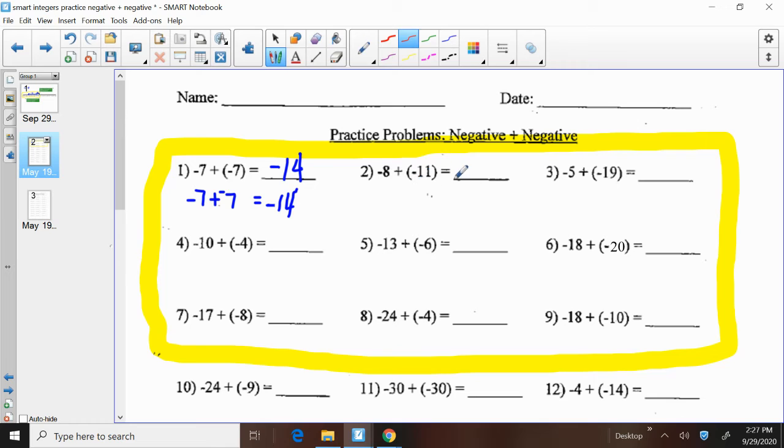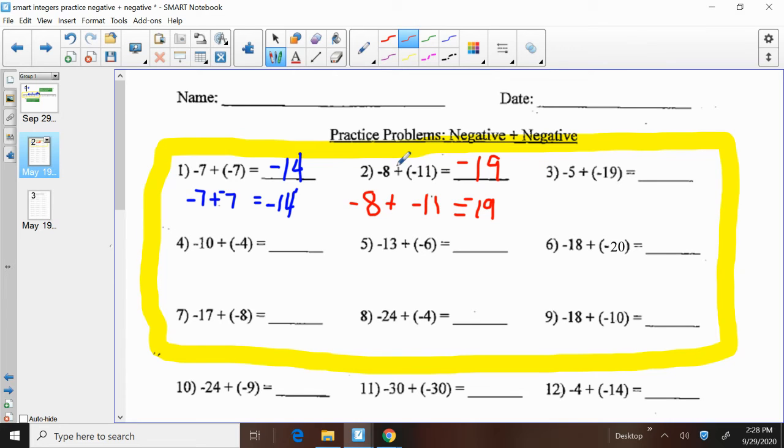Change up my color here. -8 plus -11. So again, they're both negative and I'm adding. So I know right away my answer is going to be negative. And then I want to think, what is 8 plus 11? That's 19. But I also want to remember that it was a -8 plus a -11, which would give me an answer of -19.